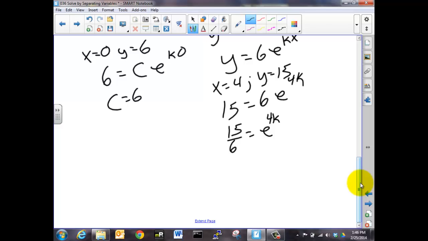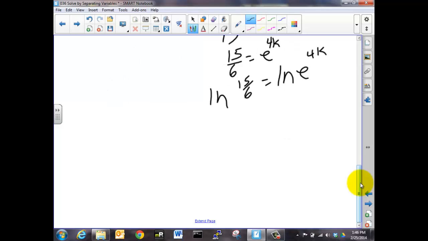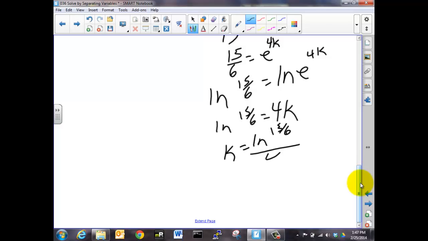ln both sides. We get the ln of 15 sixths equals the ln of e to the 4k. How does that help? That just becomes 4k. So we get the ln of 15 sixths equals 4k. Divide by 4. So we get k equals the ln of 15 sixths divided by 4. That's an awful, ugly number, isn't it? That's all right. It can't help it.